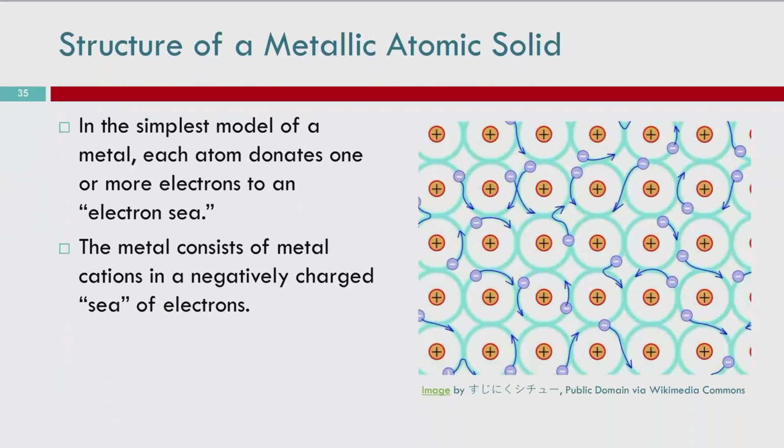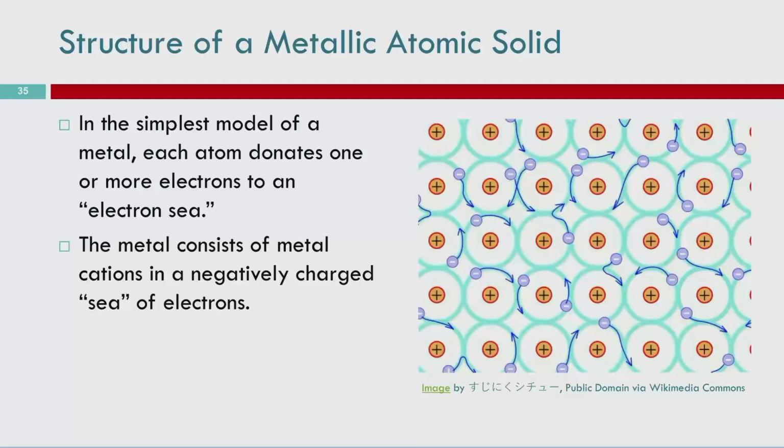This is what our example of a metallic atomic solid might look like. So we've got all of these cations, the metal cores, kind of sitting around next to each other, and their electrons just kind of float around in between them.